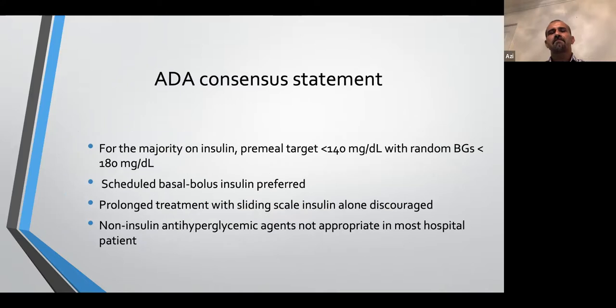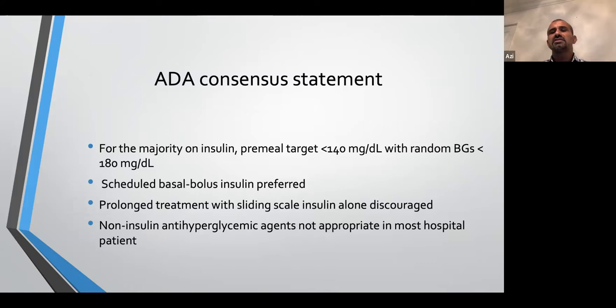Next slide, please. The ADA consensus statement: for the majority of insulin use, the pre-meal target should be less than 140, and random less than 180 is acceptable, which is a safe window where the possibility of tissue toxicity is much less. Scheduled basal bolus insulin is preferred. Prolonged treatment with sliding scale insulin alone is discouraged.